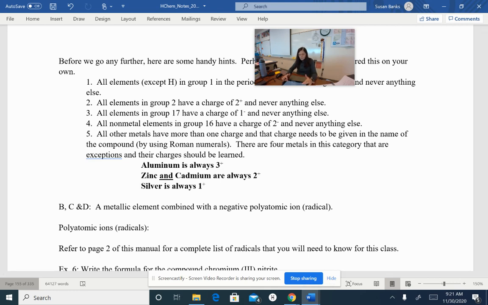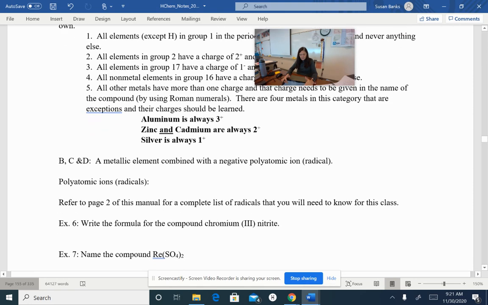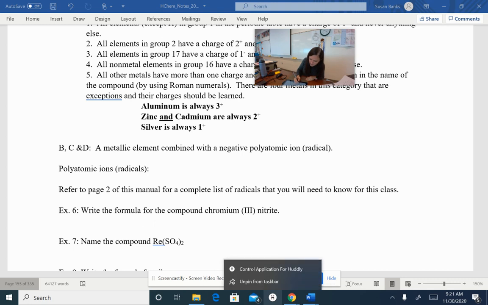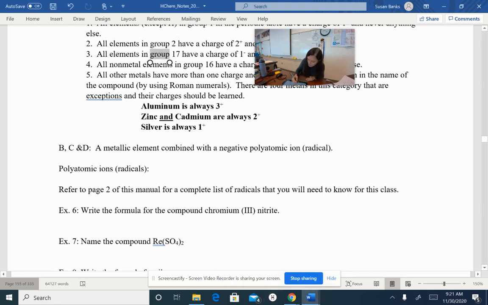Okay, so let's go on to metallic elements combined now with negative polyatomic ions, or radicals. Polyatomic ions. Now, poly in Greek means many, right? So, many. And then atomic means atoms. So we have an ion made up of many atoms, and we did Lewis structures with some of them. Remember, we had to add or subtract electrons for those. So we are going to introduce those polyatomic radicals or ions to you.